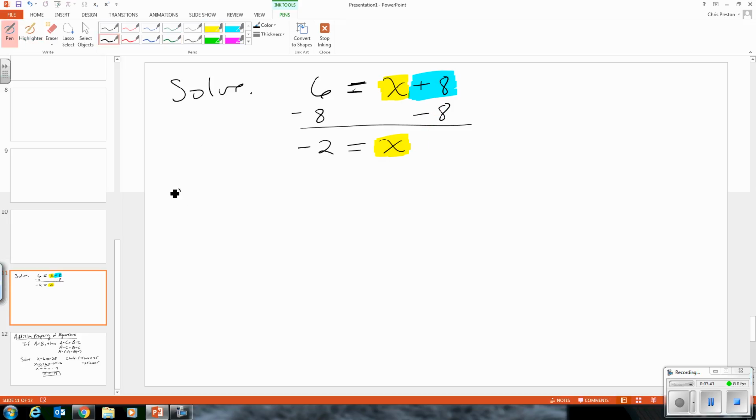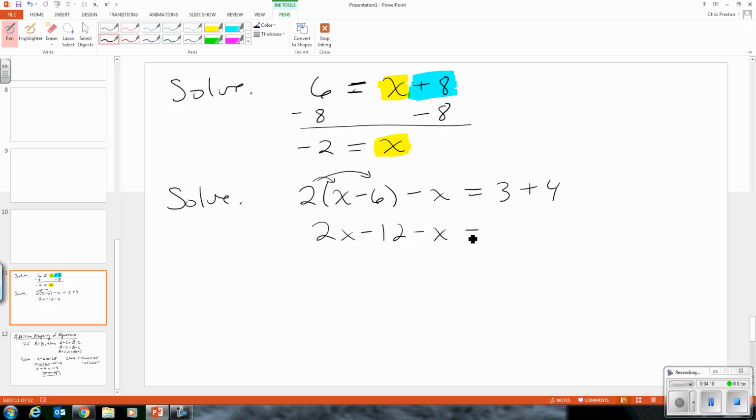Let's do one more using this property. Let's say I want to solve 2 parentheses x minus 6 minus x equals 3 plus 4. So first thing I want to do is simplify these two sides. I'm going to start by distributing my 2 into this parenthesis. So 2x minus 2 times 6 is 12, minus x equals, well, 3 plus 4 is 7.